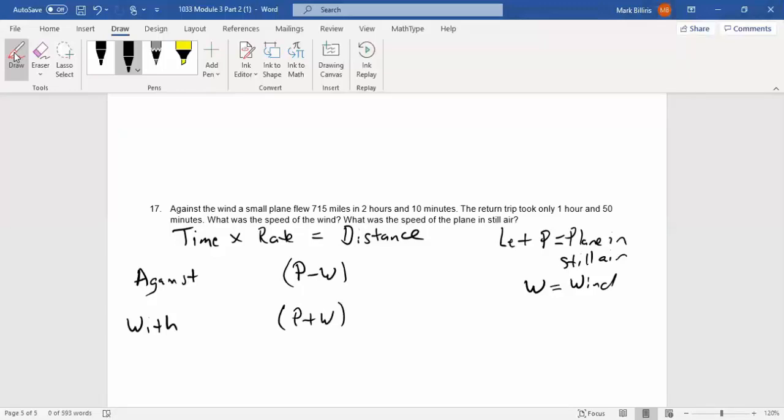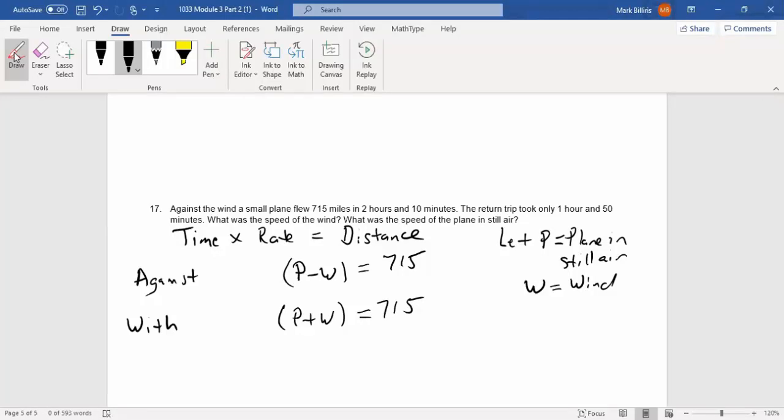So in every single problem, what I do first is I set up a table and I just write against P minus W with P plus W. And then it's easy to put in the distance. So in here it says that the distance is 715 miles. So you've filled out already 2/3 of the table.